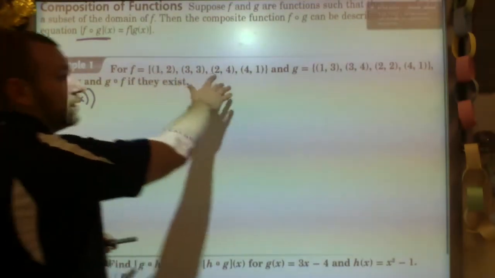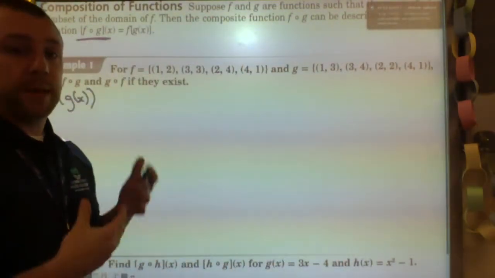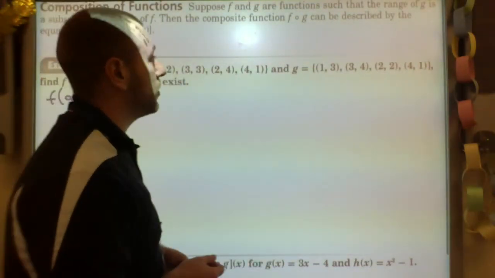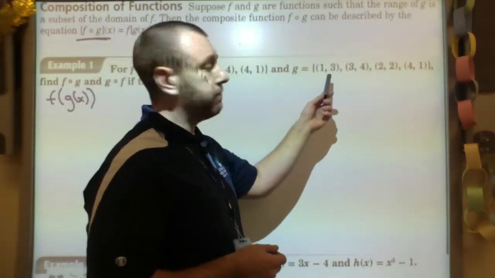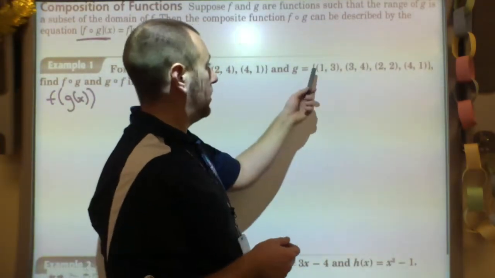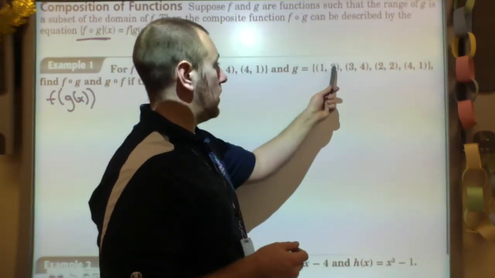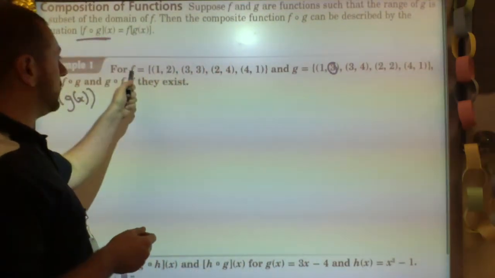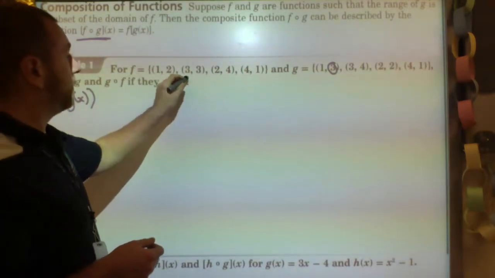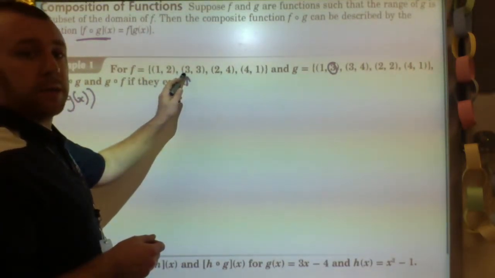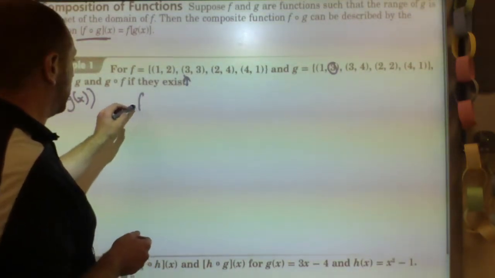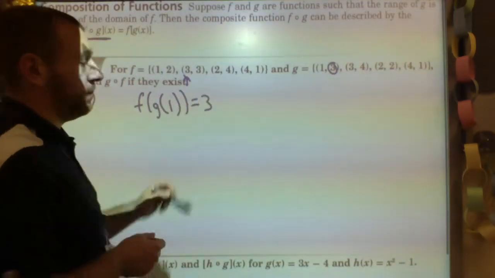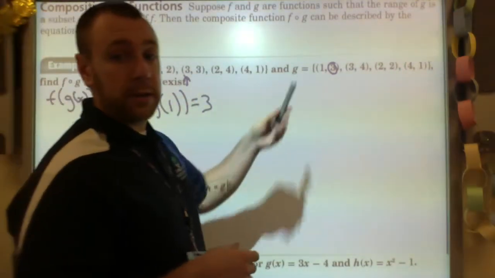So I have all these points, so this is to illustrate how to do it. So I'm going to go to g of x. If I plug in 1, I get 3 back. Right, 1, 3, x, y. Now I'm going to take that 3 and ask, where is 3 in my f function? Well, 3 is right here. So if I plug in 3 to my f, I get 3 back. So my f of g of 1 is 3. And I go through the list.